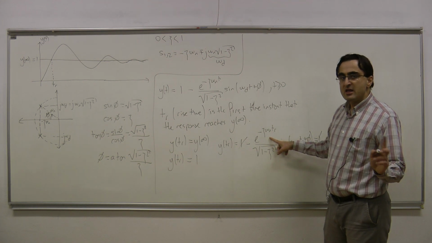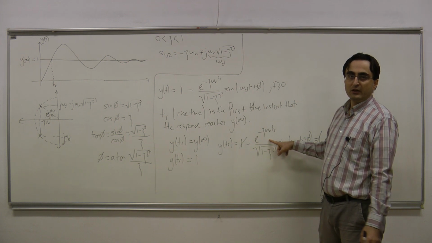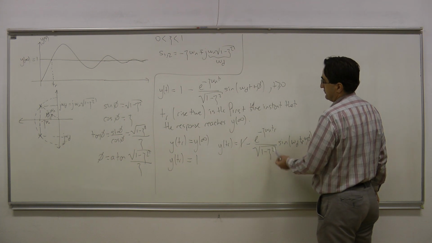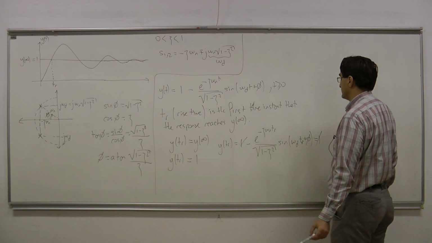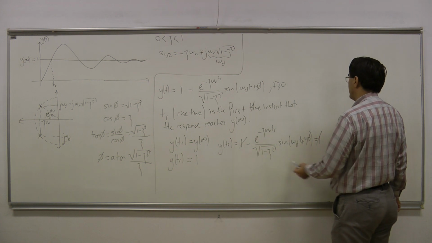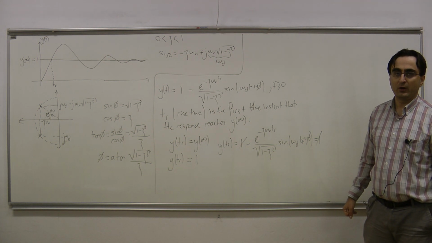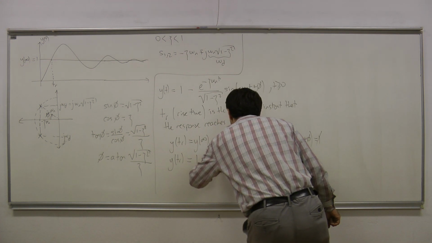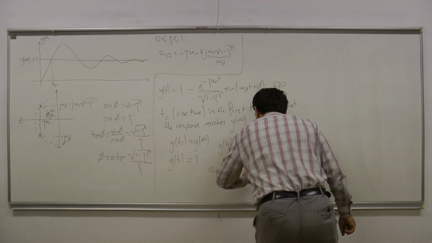The exponential is never 0. It's always a decaying exponential, and it becomes 0 only at infinity, so we don't count that. This other factor is a non-zero constant always. So the only possibility for this equation to be satisfied is when the sine term is equal to 0. So the equation for the rise time is omega d tr plus phi is equal to 0.